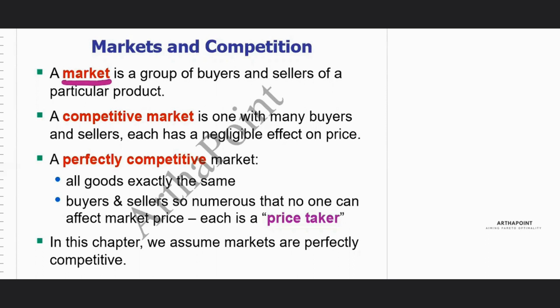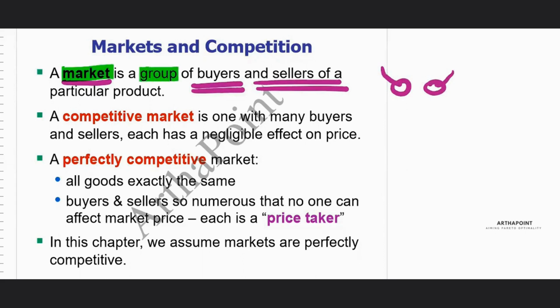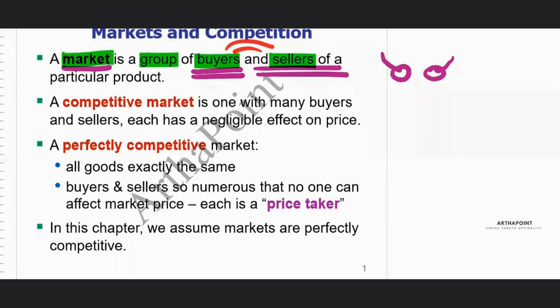Any place where you get a group of buyers and a group of sellers, wherever these interact, whenever two people come, that is what is a market. So a market is simply, in the most simple terms, buyers and sellers. When they interact with each other, it brings up a market. A competitive market is any market where there is a scope of many buyers being there and many sellers being there.